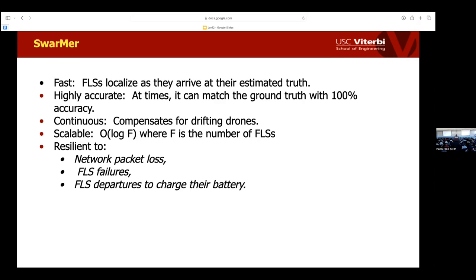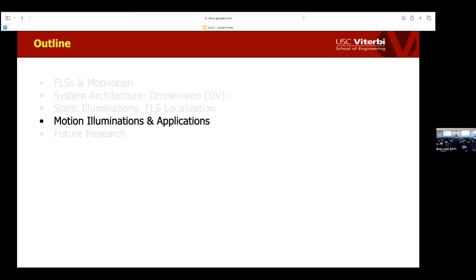Its complexity is order log F, where F is the number of FLSs, and the base of the log depends on the number of swarms that merge into one. The base of that log could be as high as 6 or 7. So 6 or 7 swarms may merge at a time, and we've seen this with large point clouds. It can handle network packet loss, FLS failures, and FLSs departing and coming back to charge their batteries. Those functionalities are supported.